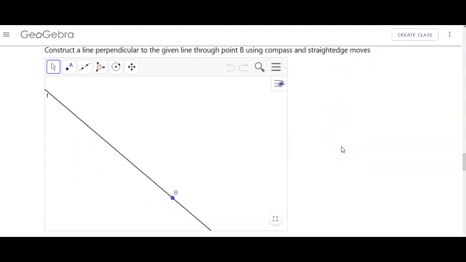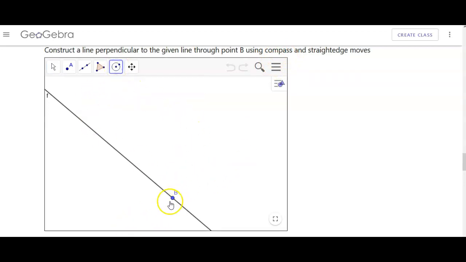Okay, construct a line perpendicular to the given line through point B. That is going to be that eyeball construction again. So again, we see the word construct, we see the word compass and straightedge moves. So you can't just draw the line. You have to make sure that you are using circles. And it does not matter how big your circle is, but you just want to make your little eyeball.